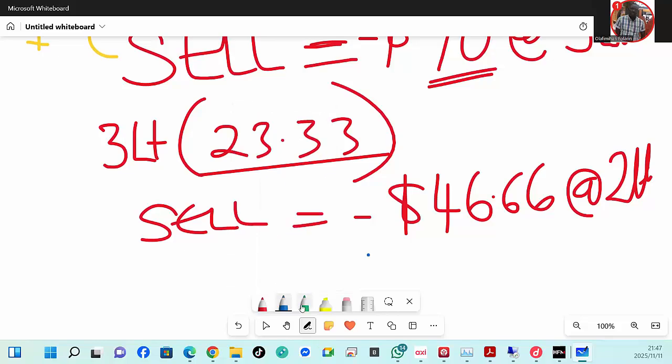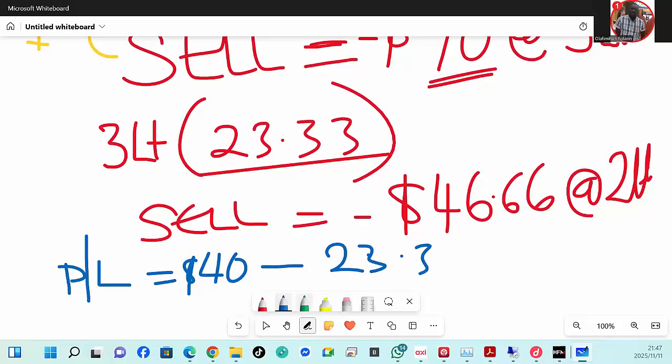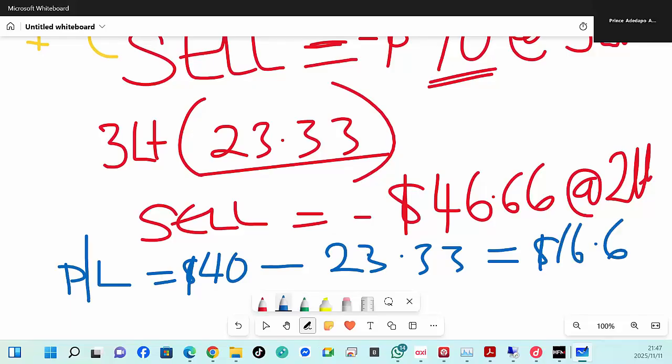Now, on our profit side, P&L, profit and loss, we are going to have $40 minus 23.33, because $40 is pure profit. What is it going to give us? $16.66. So this is the profit we kept from this trade.